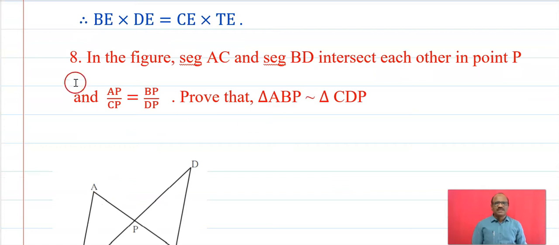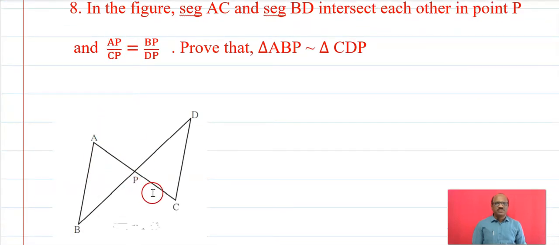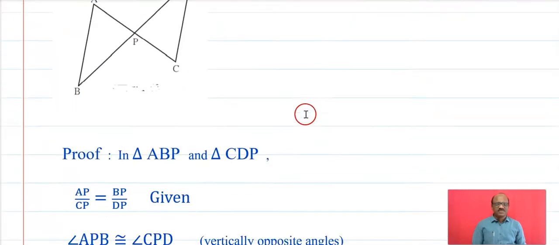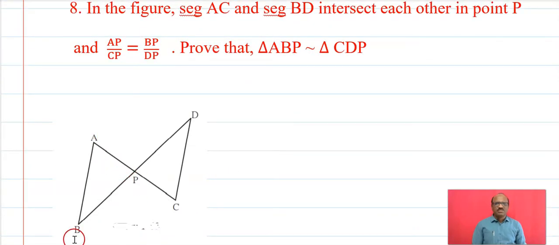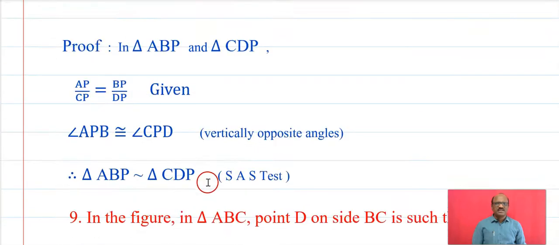Now the next: in the figure, segment AC and segment BD intersect each other in point P. Therefore, AP upon CP is equal to BP upon DP. Then prove that triangle APB is similar to triangle CDP. Now see here, in triangle APB and triangle CDP, AP upon CP is equal to BP upon DP. This is given, and also angle APB is congruent to angle CPD. These are the vertically opposite angles, and therefore triangle APB is similar to triangle CDP by the SAS test.